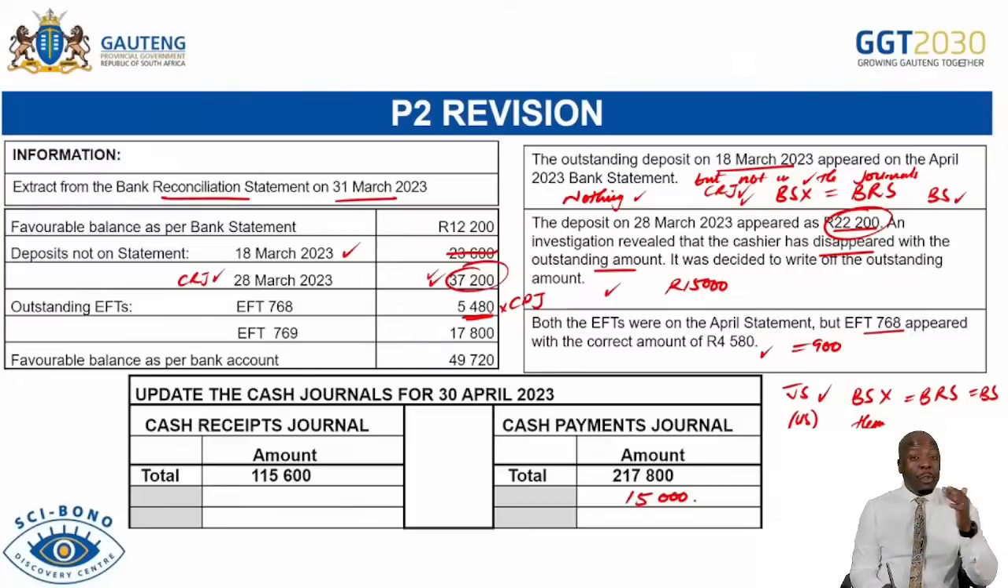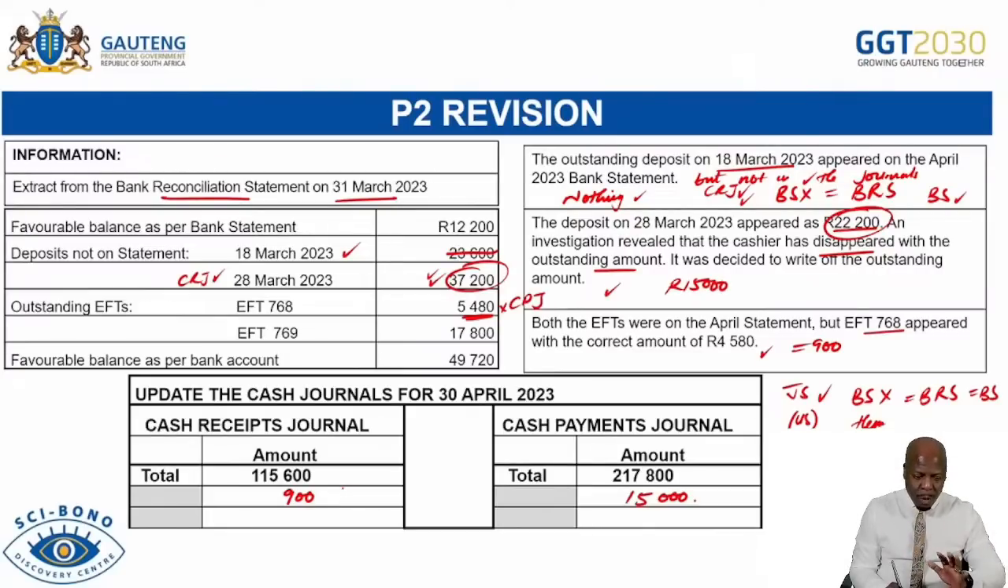The moment an amount is more, you correct it by putting the difference in the opposite journal. So we come to the opposite journal, which is your CRJ. We come to the CRJ and then we record the 900 rands. Okay, let's go on to the next one.